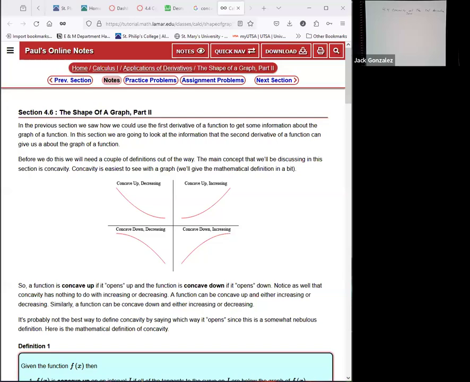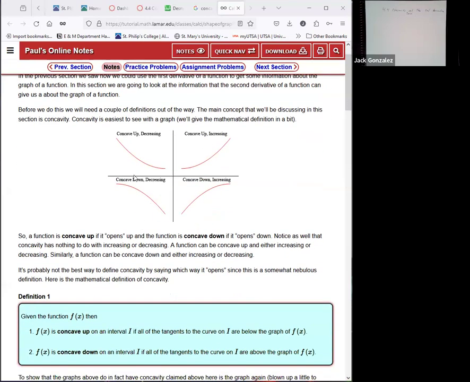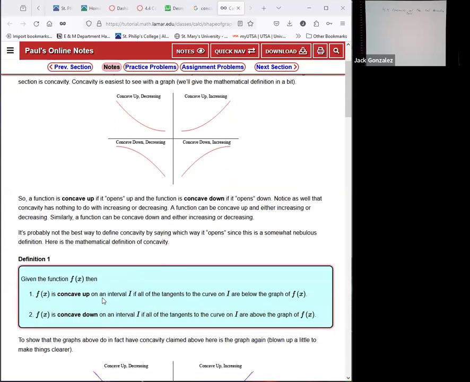Okay, so simply put, it's just whether it's opening upward or opening downward. So concavity is basically this right here. So concave up, decreasing, concave up, increasing, etc. So very, very simple. Here's an official definition. So basically, it's concave up if all the tangents on the curve are below the graph, so they're kind of going downward, right? Below the graph.